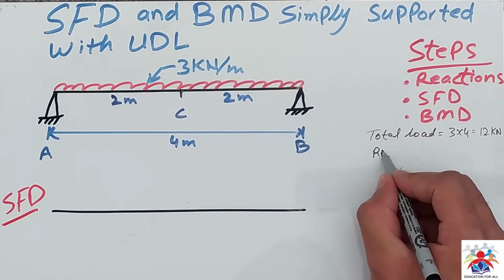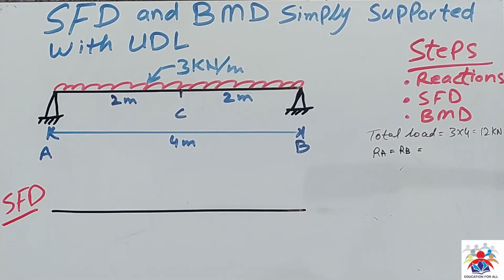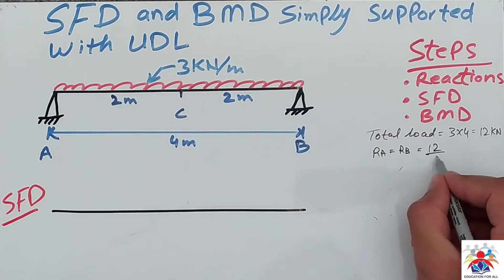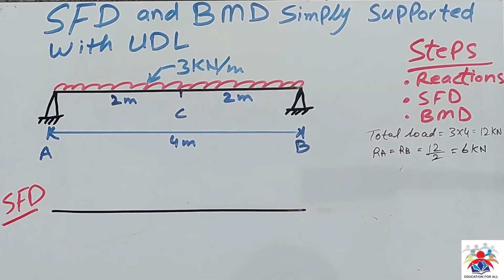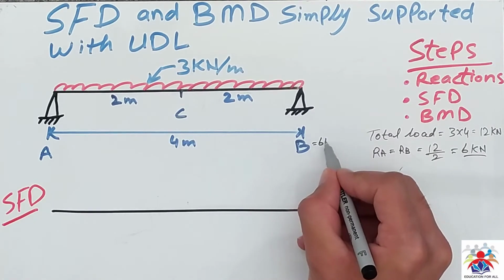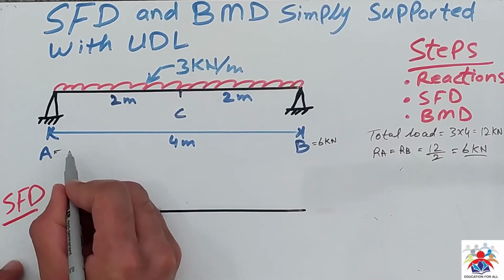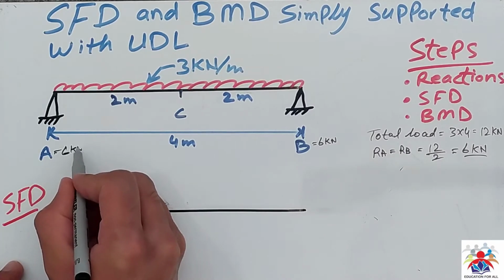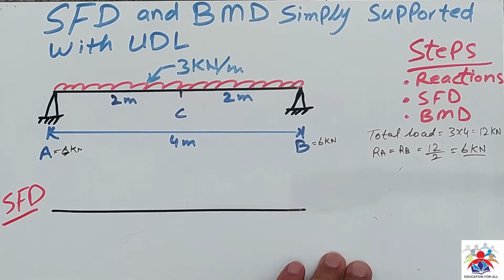So now reaction at RA is equal to reaction at RB. This is a symmetrical beam. 12 divided by 2 is equal to 6 kilonewton. So we have RB equal to 6 kilonewton, and also RA is equal to 6 kilonewton as well. Based on these numbers we can draw our shear force diagram.